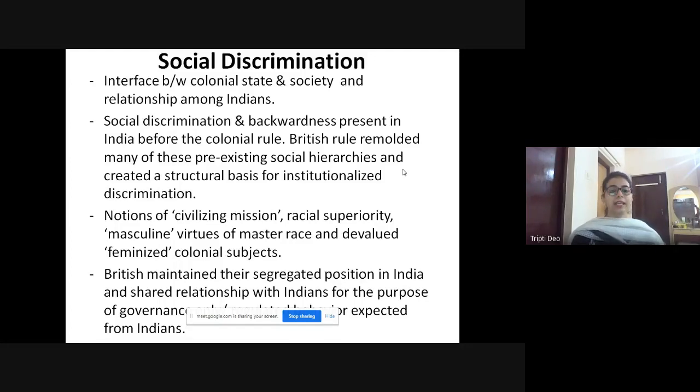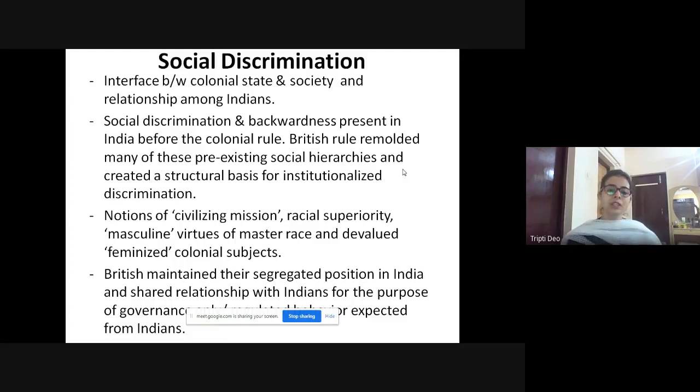Okay, so let's see: social discrimination and backwardness were present in India before the colonial rule. British rule remolded many of these pre-existing social hierarchies and created a structural basis for institutionalized discrimination. Now the key phrase here is structural basis for institutionalized discrimination.